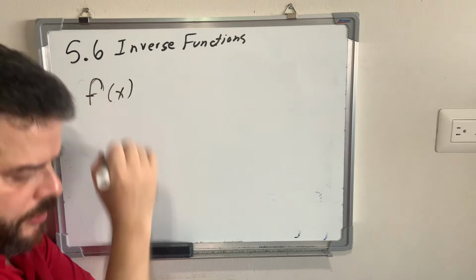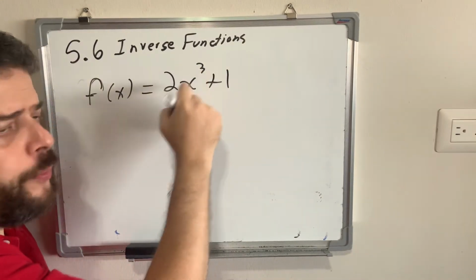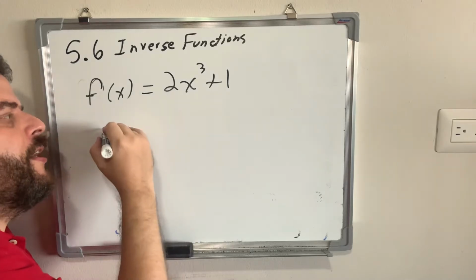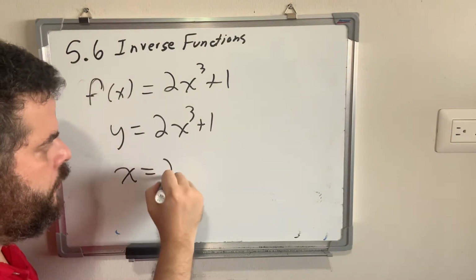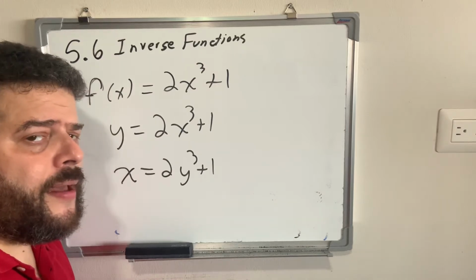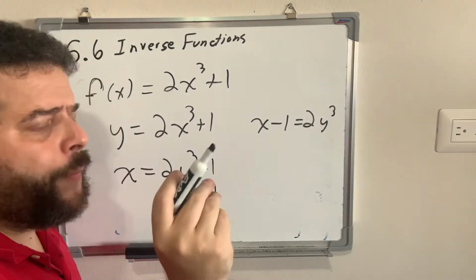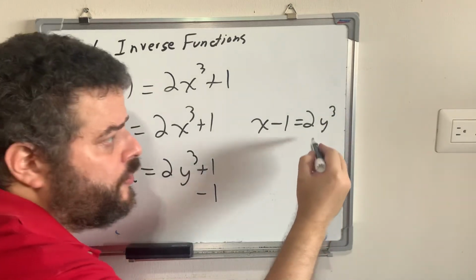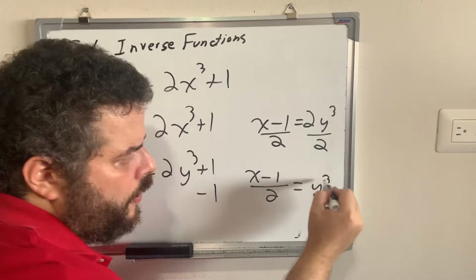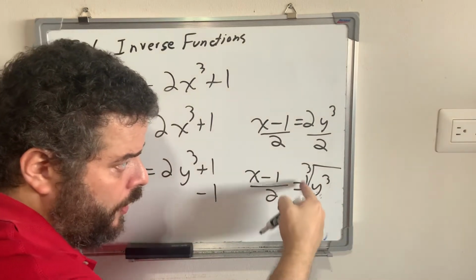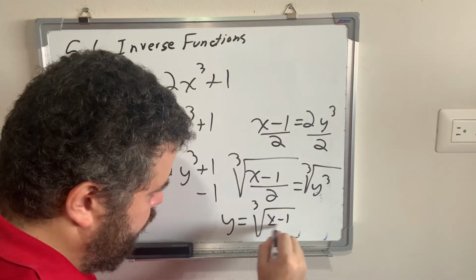Example 4, finding the inverse of a cubic function. Step 1 is change your f of x for y. Step 2 is flip your y's and your x's. Step 3 is isolate y, and you're done. Minus 1, x minus 1 equals 2y cubed. Now remember PEMDAS. When you're isolating, it's the opposite. So you do the divisions first, and then you do the exponents. Cube root. This is a third power. You do a cube root. And that is the answer. Y equals cube root of x minus 1 over 2.